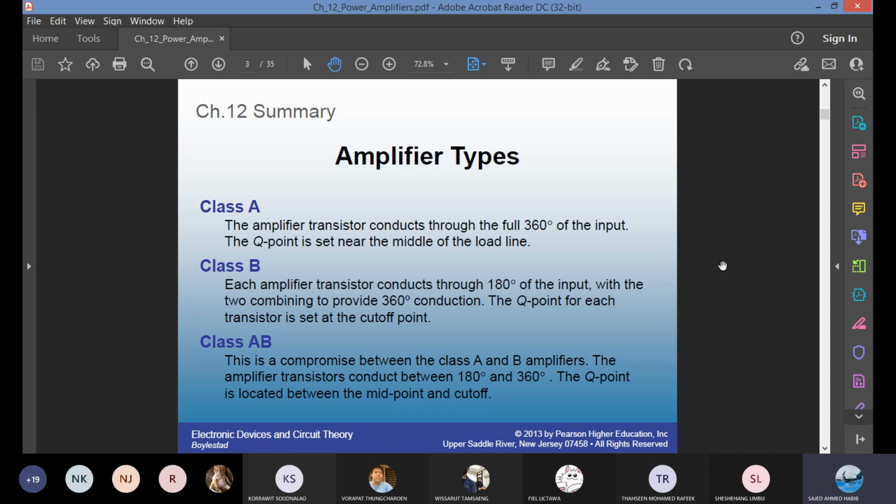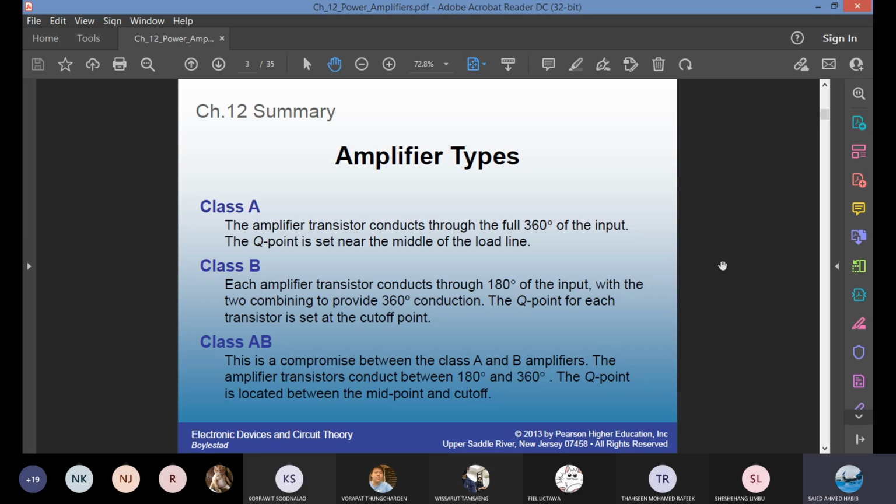Then you have the class B amplifier. If you take one piece of class B amplifier and you look at the input versus output, it provides output only for half of the input cycle, 180 degrees. Which means if you want a full output waveform, you need to combine two of these. That's why it says each amplifier is 180 degrees. It implies that there are two class B amplifiers operating in a pair.